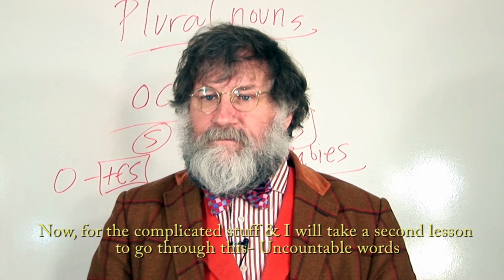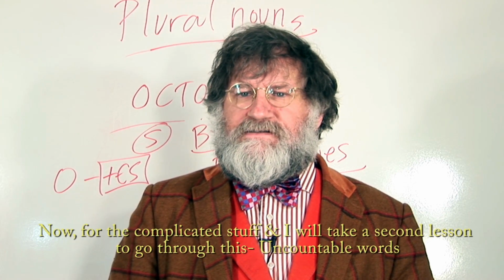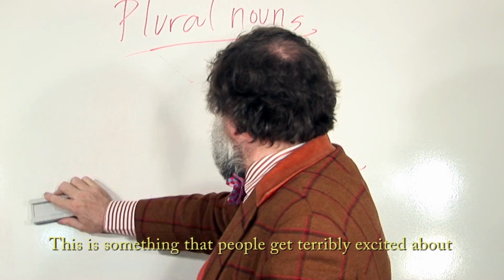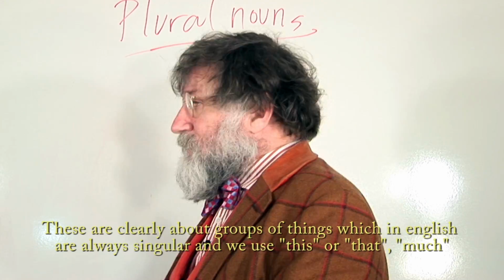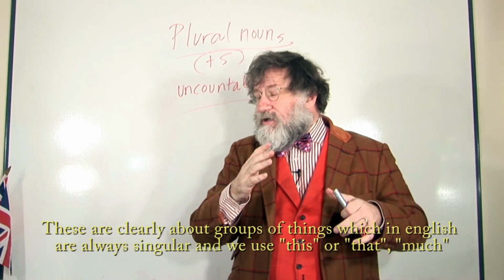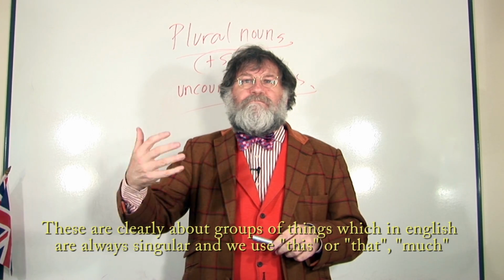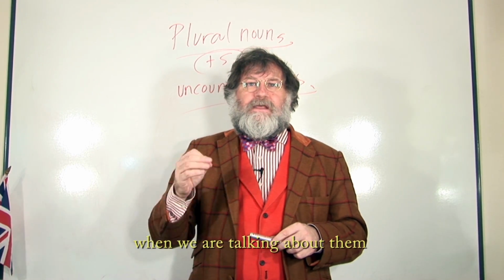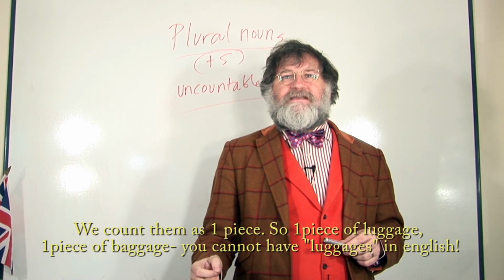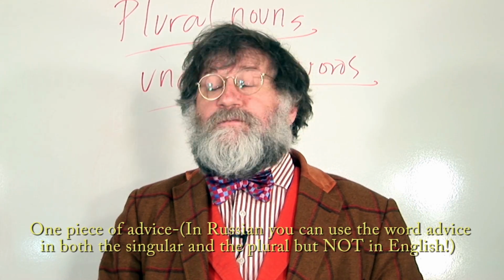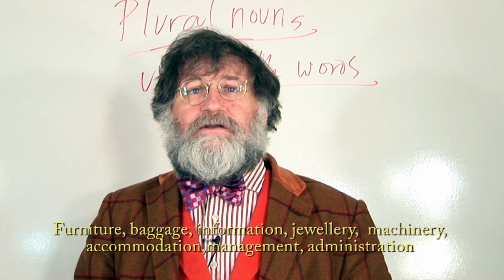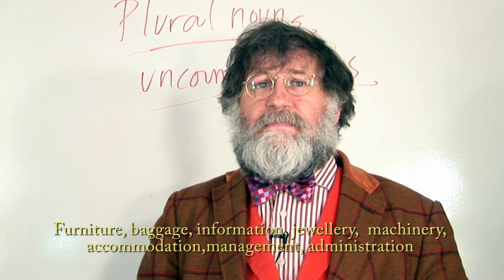Now for the complicated stuff. And I'll take a second lesson to go through this. Uncountable words. Uncountable words is something that people get terribly excited about. Uncountable words that are clearly about groups of things, but which in English are always singular. And we use this or that much when we're talking about them. We count them as one piece. So one piece of luggage, one piece of baggage. You cannot have luggages in English. One piece of advice. In Russian you can use the word advice in both the singular and the plural, but not in English. Furniture, baggage, information, jewellery, machinery, accommodation, management and administration.